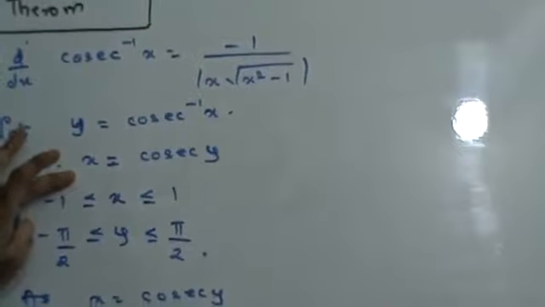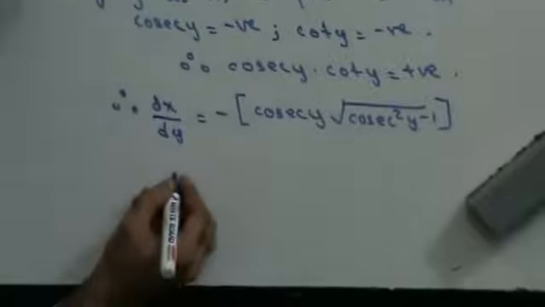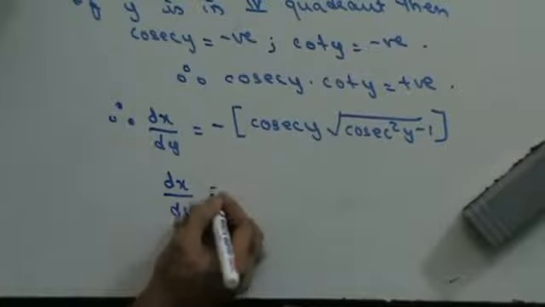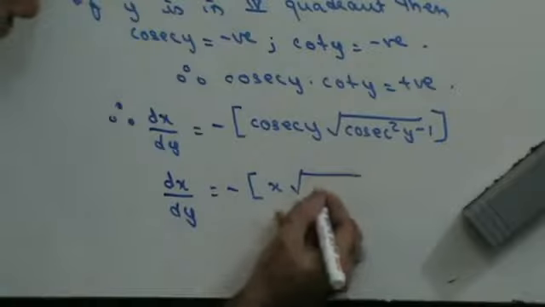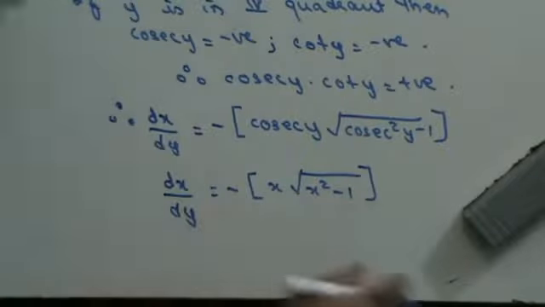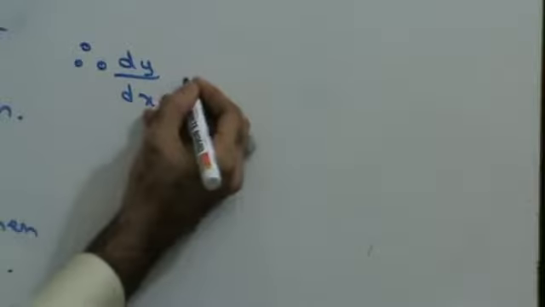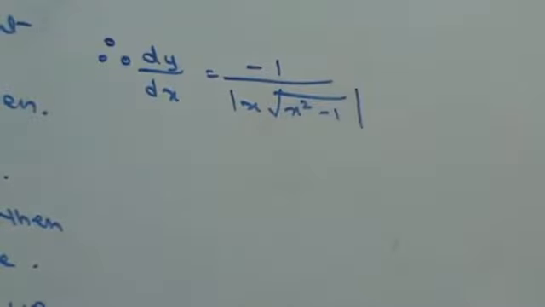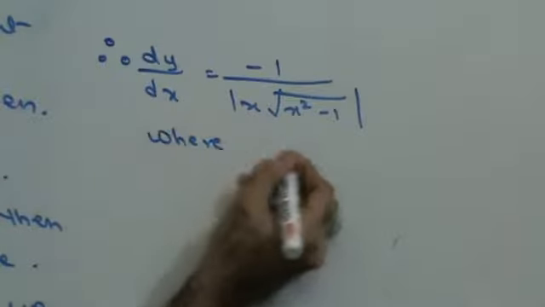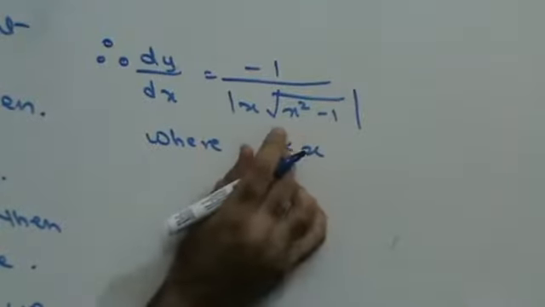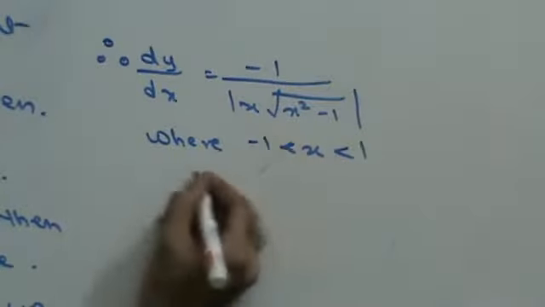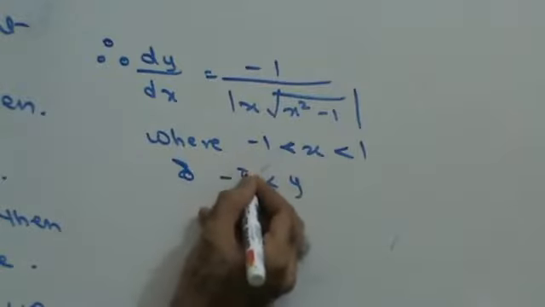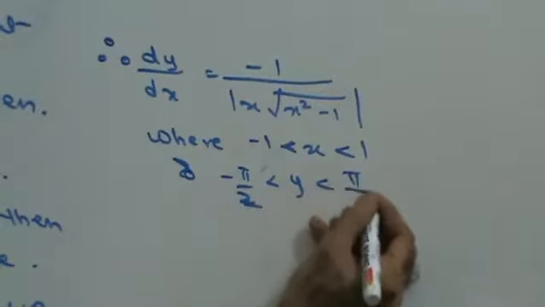But right in the beginning of the sum, we had assumed cosec y to be x. So I can substitute this here. In which case I will get dx by dy is minus x square root of x square minus 1. Let's complete the sum here. If I reciprocate, I will get dy by dx is minus 1 upon modulus of x square root of x square minus 1. I have to make sure that the denominator is not 0, so x is greater than minus 1 and less than 1, and y is greater than minus pi by 2 and less than pi by 2.